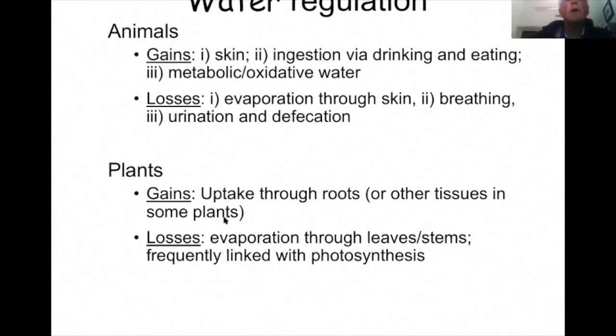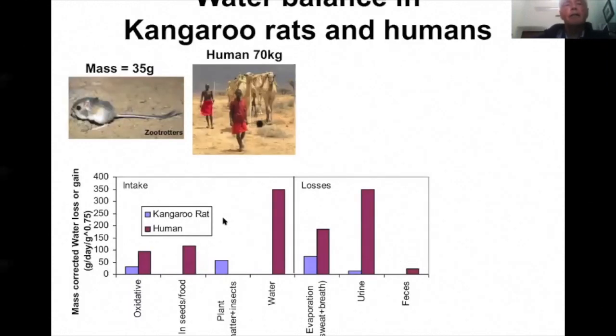So I'm going to show one interesting figure here from a study that was done of water balance in two different desert species. One being an obligate desert species, and that's a kangaroo rat, shown here to the left. It's a very little animal, a 35-gram kangaroo mouse, kangaroo rat. And the other are humans that actually live in the desert.